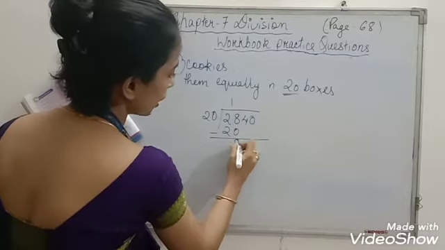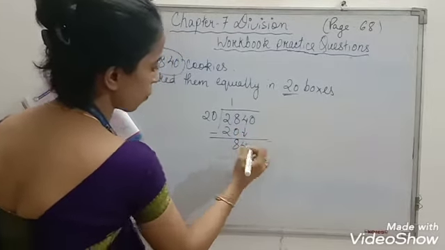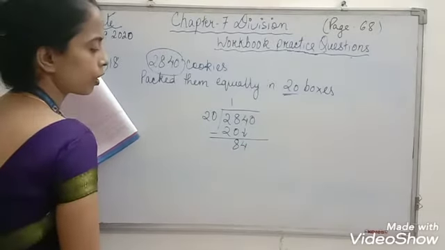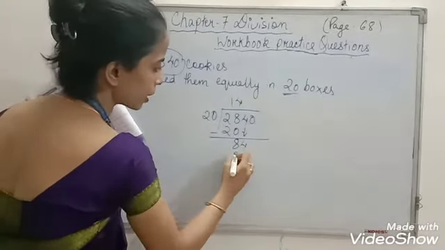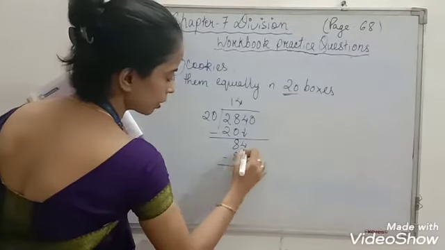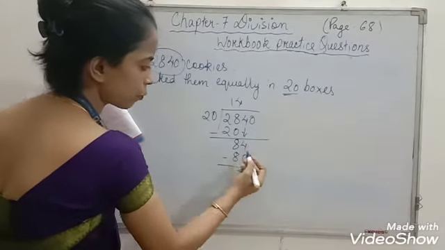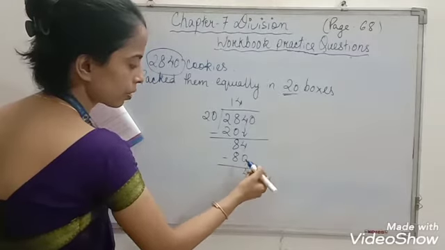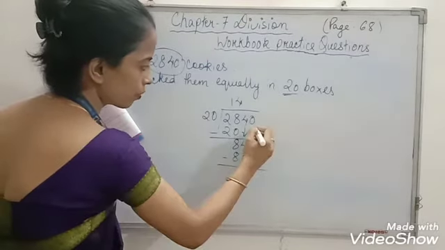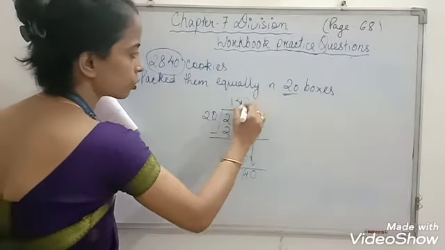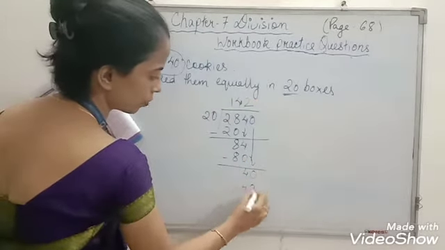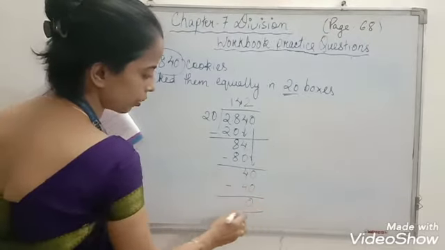Subtract it, 8. Bring down the next number, 84. Okay. So 20 into 4, 80. Subtract it, 4 will come. 84 minus 80 is 4. Bring down the next number, that is 0. 20 into 2, 40. Subtract it, 0.